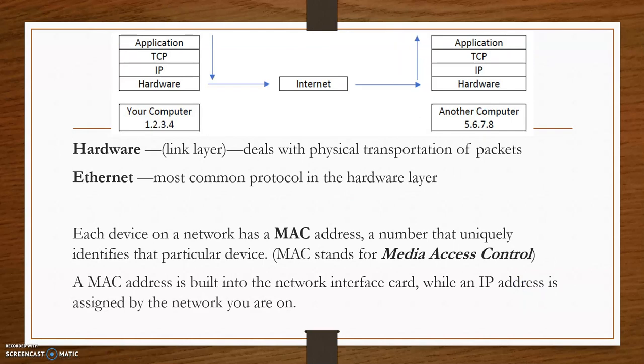Your hardware deals with the physical transportation of packets, and Ethernet is your most common protocol in the hardware layer. If you're using Wi-Fi, you're not plugged in with an Ethernet cable. If you're hardwiring into your modem, then you typically have an Ethernet cable. Each device on the network has a MAC address, and that stands for Media Access Control. A MAC address is built into the network interface card, while an IP address is assigned by the network you are on.